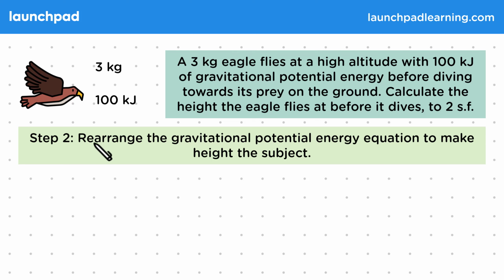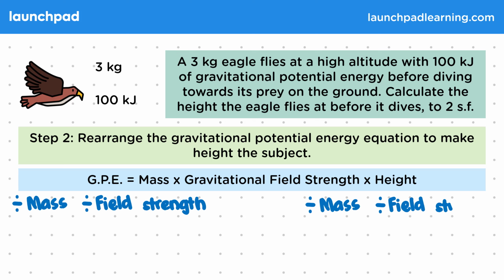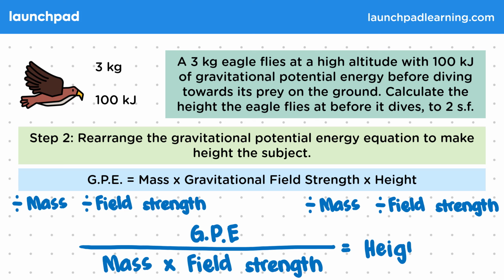For step 2, let's rearrange the gravitational potential energy equation to make height the subject. We can't use a formula triangle to rearrange this equation, but we can do it algebraically. So we can divide both sides by mass and field strength at once, and this is because the height is being multiplied by both of them. So the equation becomes GPE divided by mass multiplied by field strength is equal to the height.